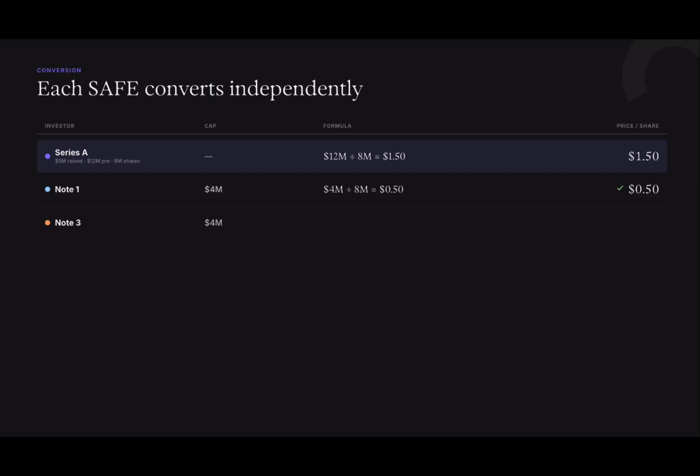Note 3 has a $4 million cap, same as Note 1. Also converts at 50 cents per share. Note 2 has an $8 million cap. 8 million divided by 8 million shares equals $1 per share. Without the MFN clause, Note 2 converts at $1. Now let's look at what the MFN clause actually does.